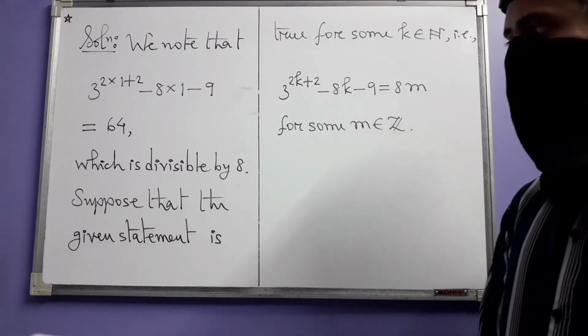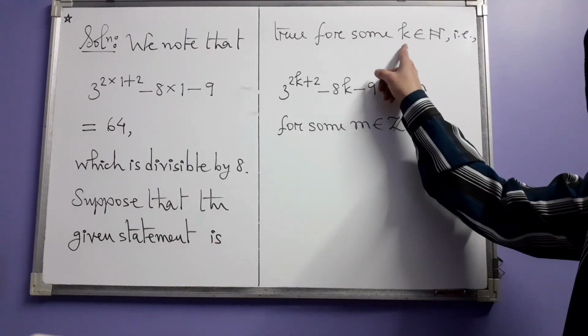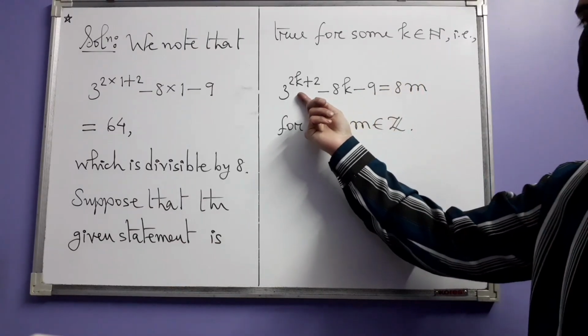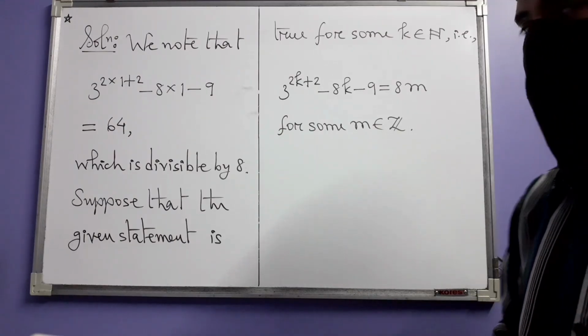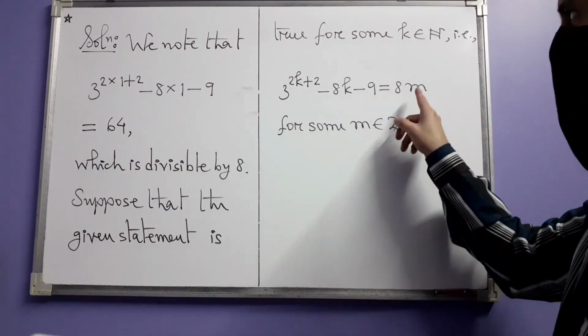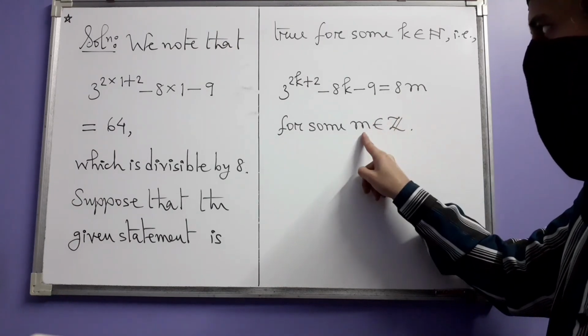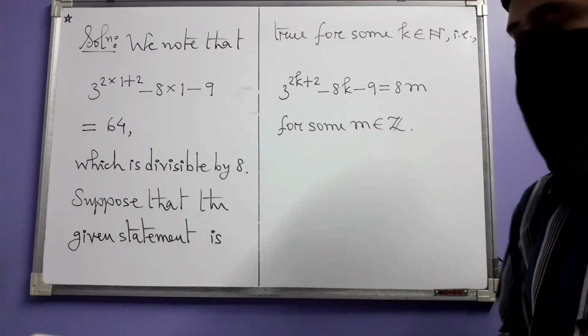And then the induction hypothesis: suppose that the given statement is true for some natural number k. That means when you write k in place of n in that integer, that is divisible by 8, or in other words, it's a multiple of 8. So it equals 8 times m for some integer m.